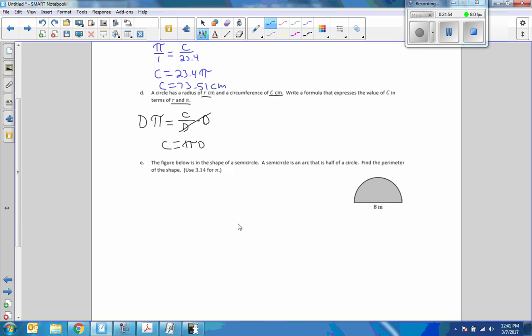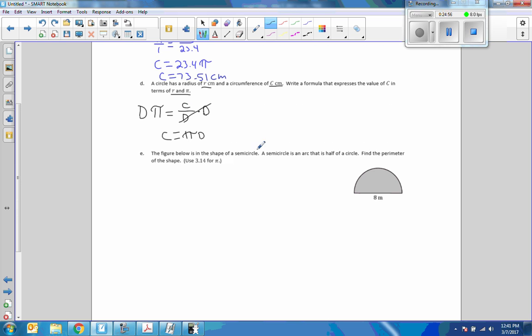The figure below is in the shape of a semicircle. Semi meaning half a circle. A semicircle is an arc that is half of a circle. There, they gave us the definition right there. Find the perimeter of the shape. Perimeter means distance around. So I know this piece right here is 8. Okay? What I don't know is what this arc around here is. So I need to add this to 8 to get it all the way around.